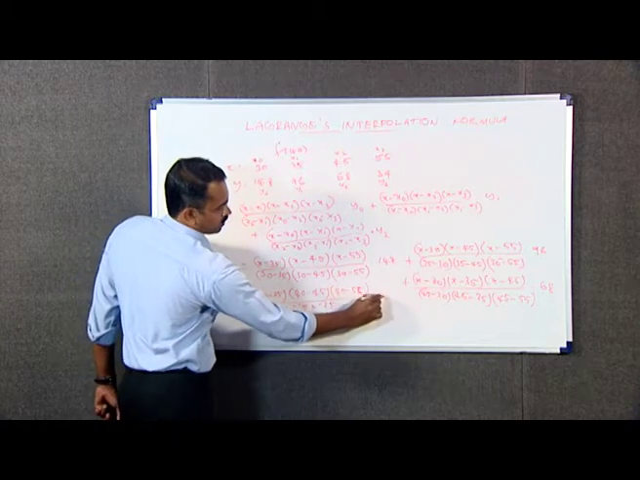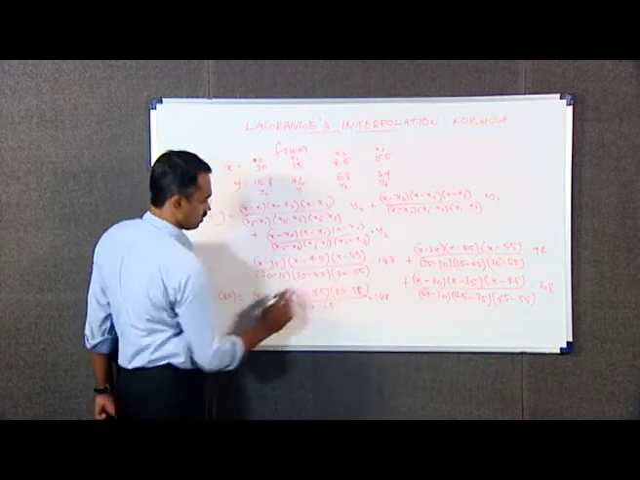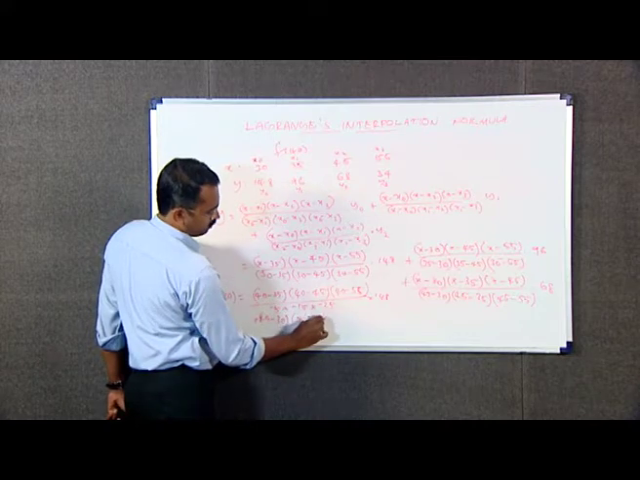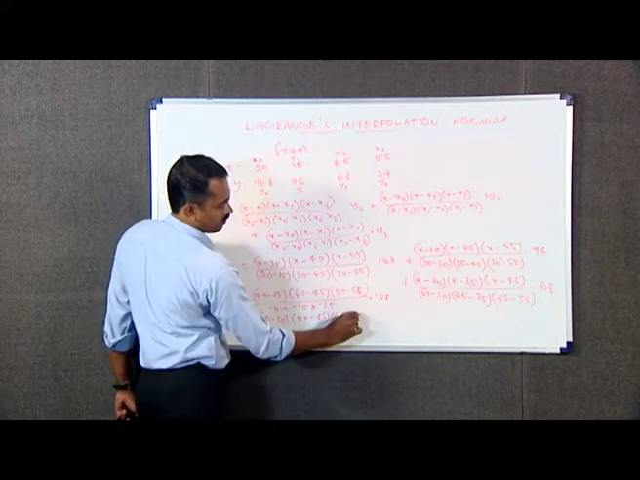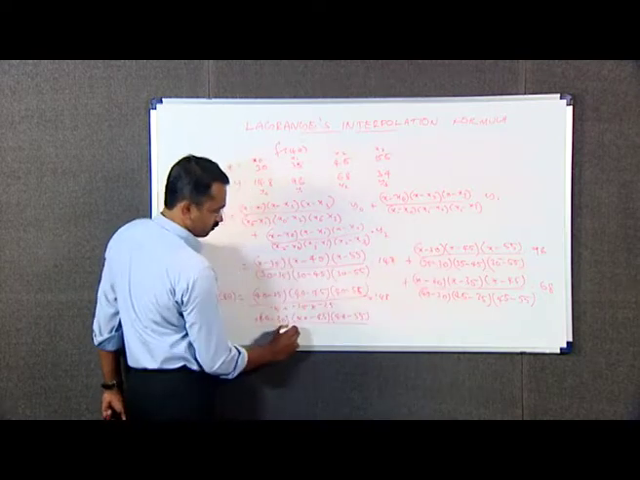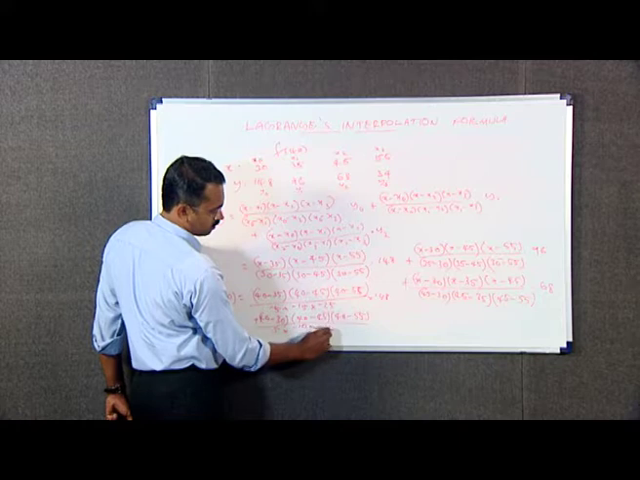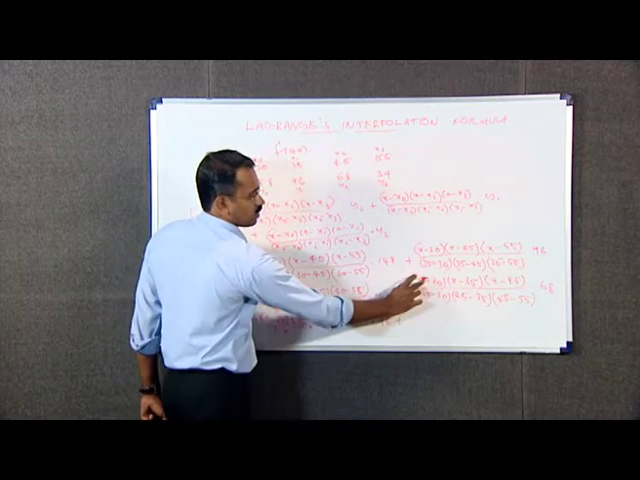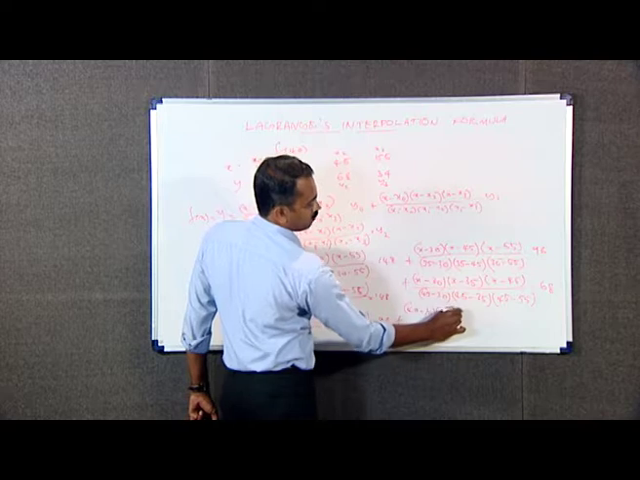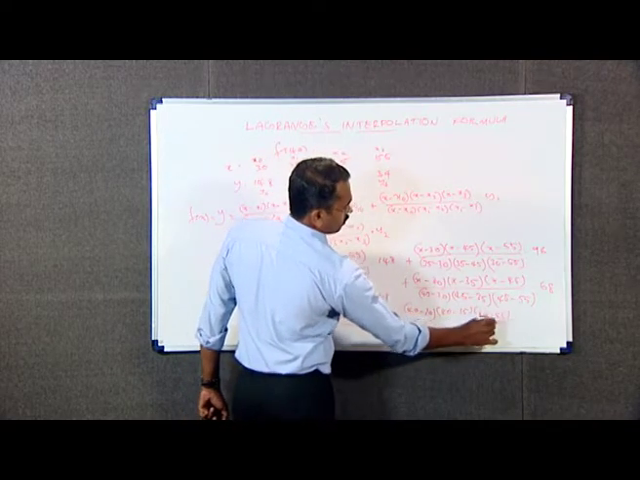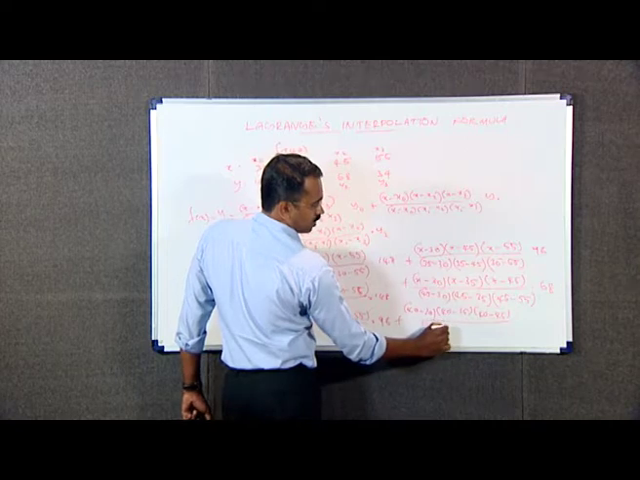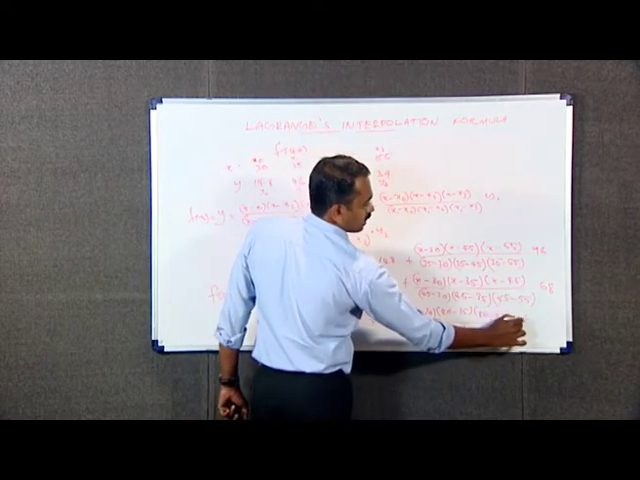plus into 148 plus the next term is 40 minus 30 into 40 minus 45 into 40 minus 55 divided by here 35 minus 30 is 5 into 35 minus 45 is minus 10 into 35 minus 55 is minus 20 into 96 plus this term is 40 minus 30 into 40 minus 35 into 40 minus 45 divided by 45 minus 30 is 15 into 45 minus 35 is 10 into this is minus 10 into 68.